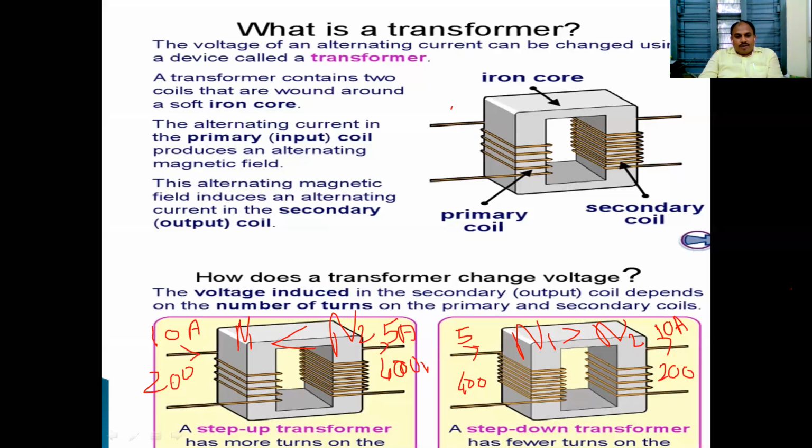In that manner, we use transformers. The main purpose of the transformer is to change the voltage levels only, not power levels. With the help of a transformer, we are not able to change the power levels. We change the voltage and current levels only.